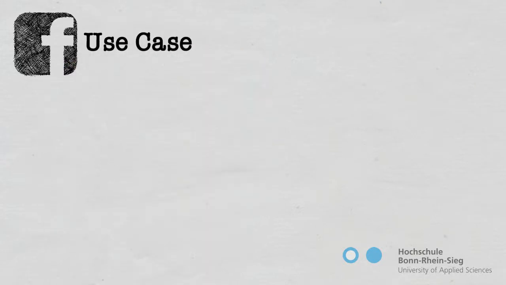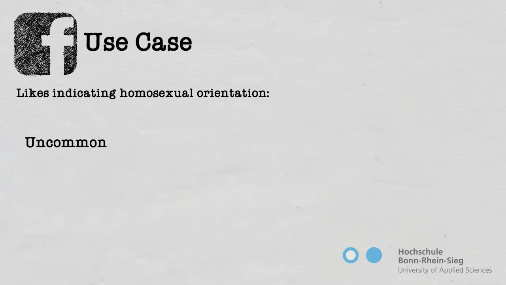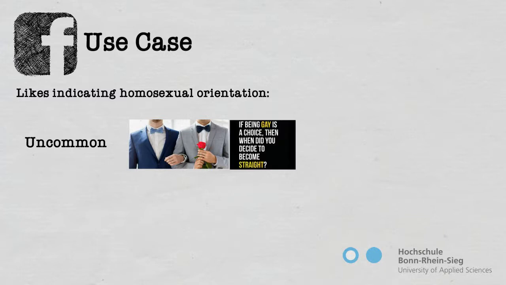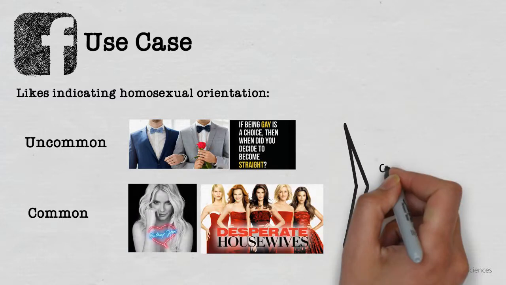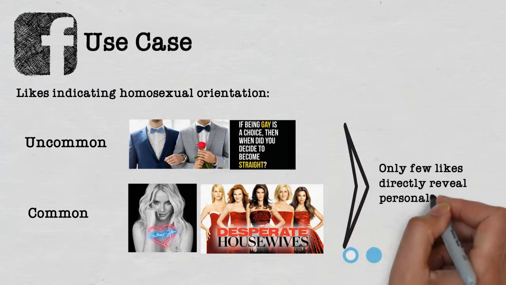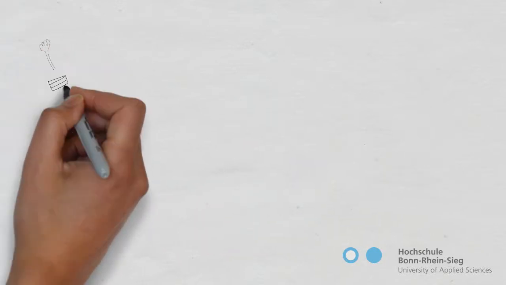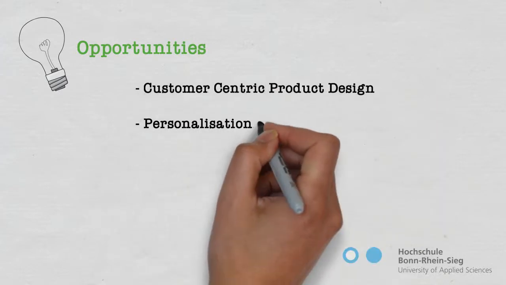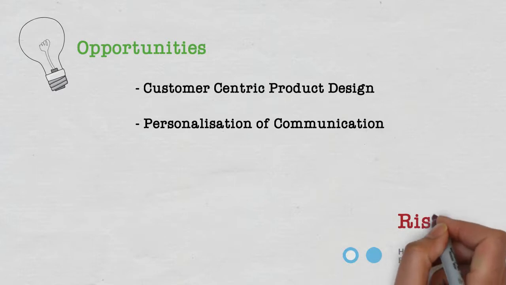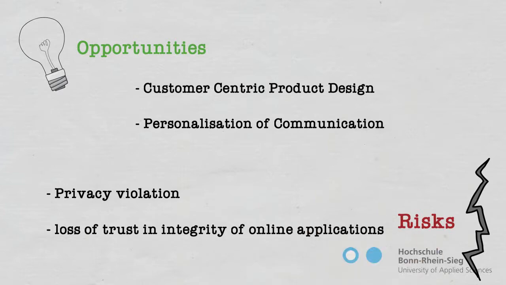But that was not the only outcome. So we also had a look at likes indicating homosexual orientation. So uncommon likes were gay marriage, it's cool to be gay, and common likes were Britney Spears or Desperate Housewives. So only few likes directly reveal personality traits. So knowing that and knowing the Facebook use case, we know several opportunities like customer-centric product design, personalization of communication, but also risks like privacy violation and loss of trust and integrity of online applications.